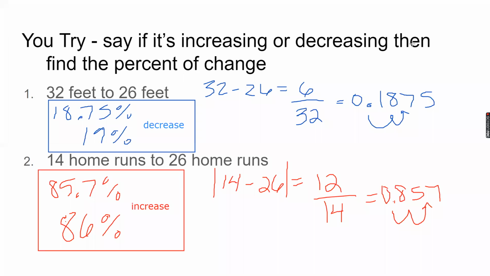And here are your 2 answers. So for number 1, you could have gotten 18.75%, 18.75%, or you could have said 19%, and then you would have had to tell me that it is also a decrease. For the second problem, you should have either gotten 85.7% or 86%, because that 7 is going to round up that 5. And you should have told me that it was an increase.